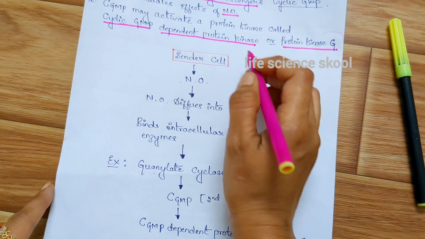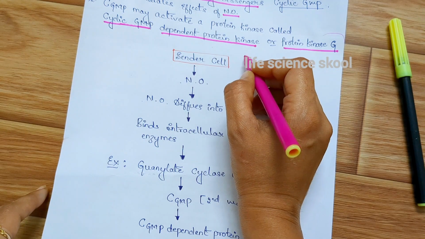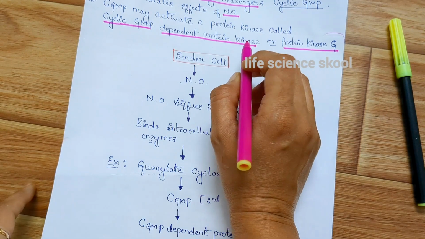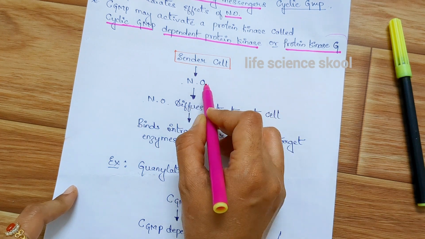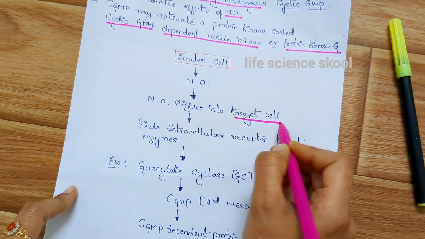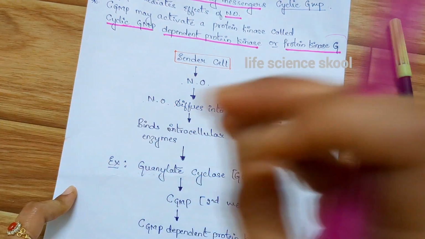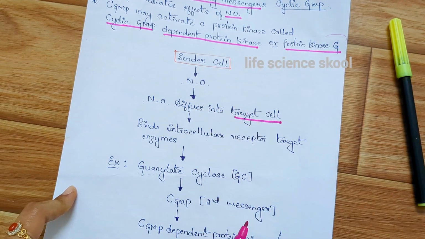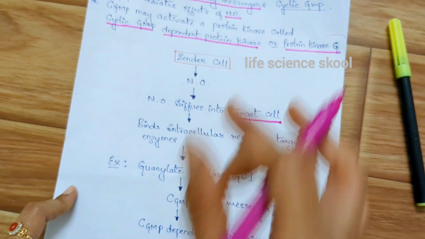So let's start. The sender cell, as usual, sends the stimulus. When it gets the stimulus, nitric oxide is released, and this nitric oxide diffuses into the target cell, which I explained just two minutes ago. If you remember, just recall the points. Then follow this chart. It is very easy, and you will remember it for a longer time.